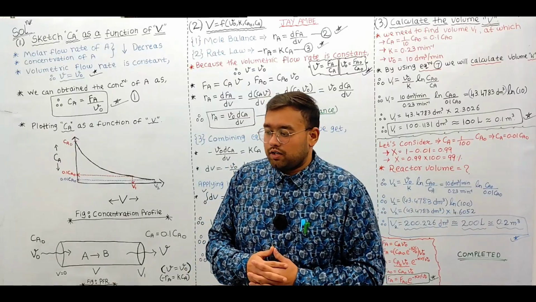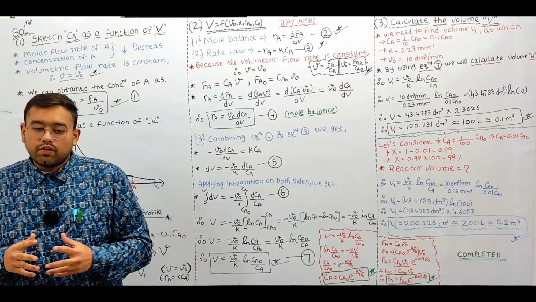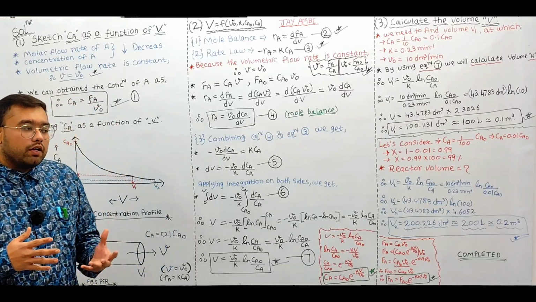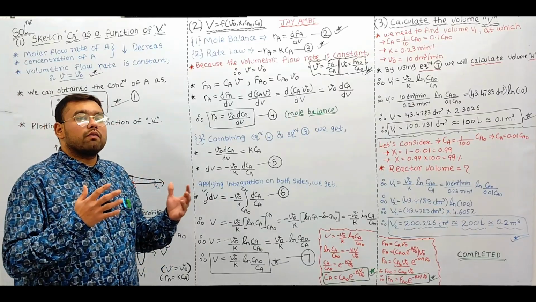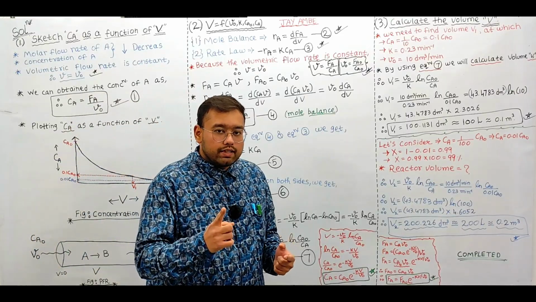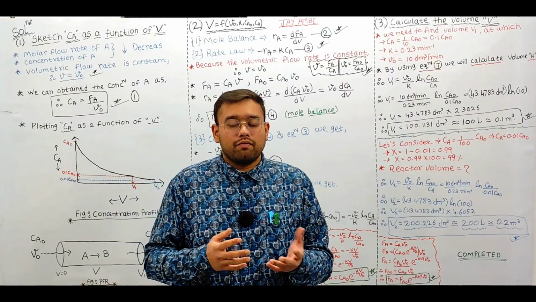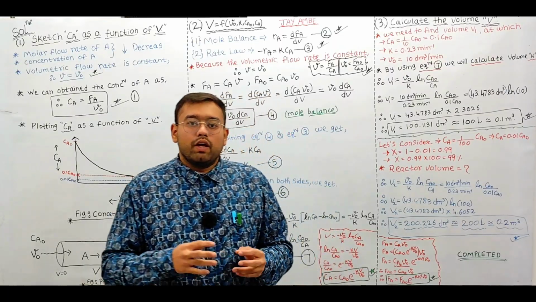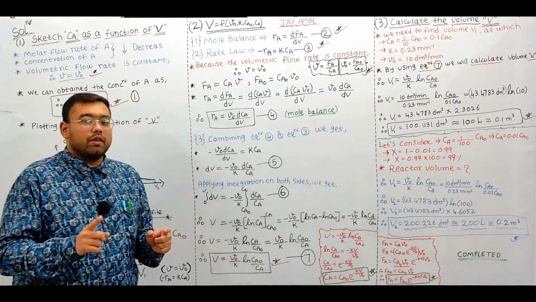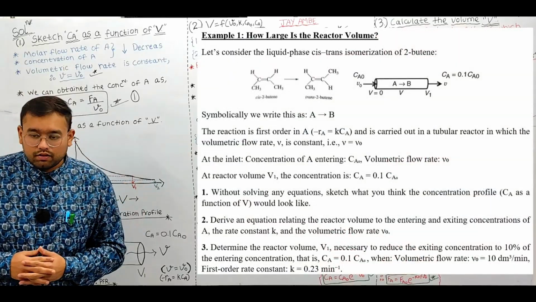So let's get started. The main aim of today's lecture is to understand, analyze and estimate how large a volume of plug flow reactor is required in order to achieve the desired conversion of reactants and the formation of the desired product by using the plug flow reactor. So we are going to solve an industrial example of the plug flow reactor. Here you can see the example, right?